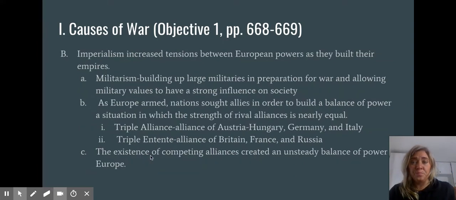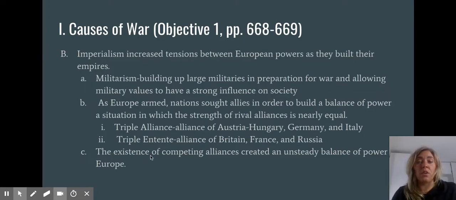Okay, so another one is imperialism. Even the United States was in on this. We were trying to build up our empire, even though we are a lot more sneaky about it. Imperialism increased the tensions between European powers as they built their empires.